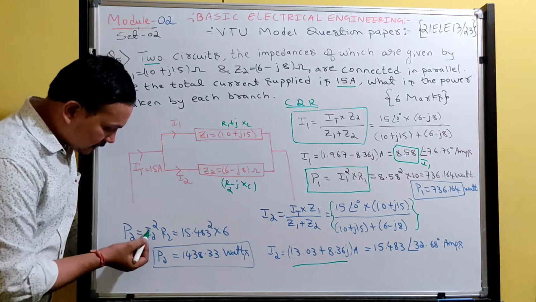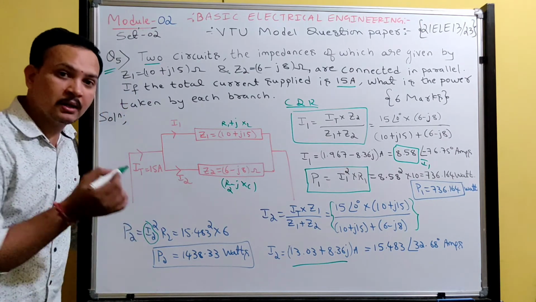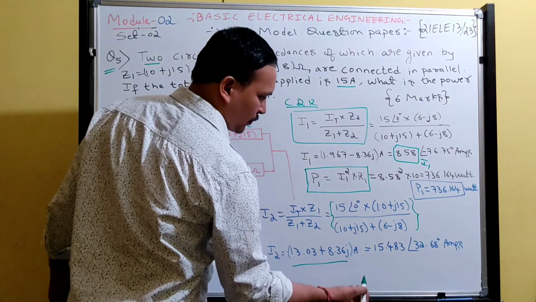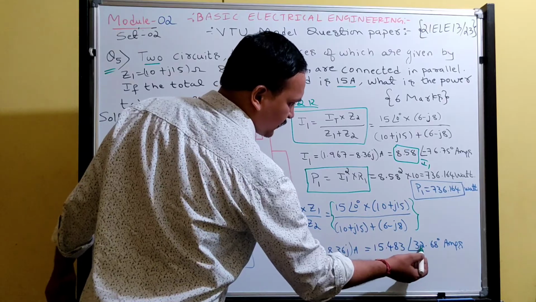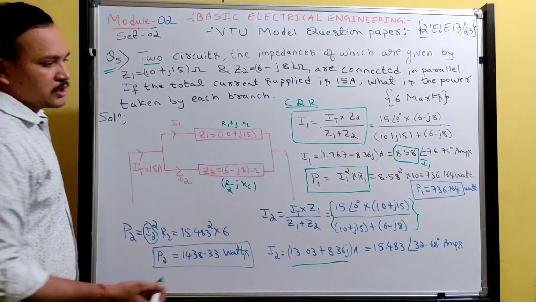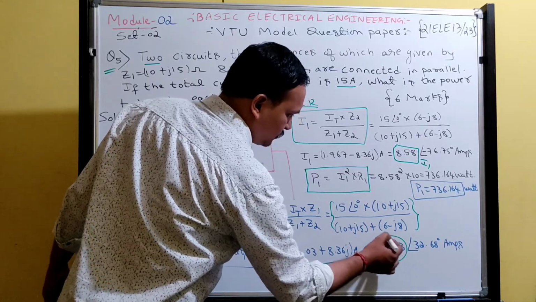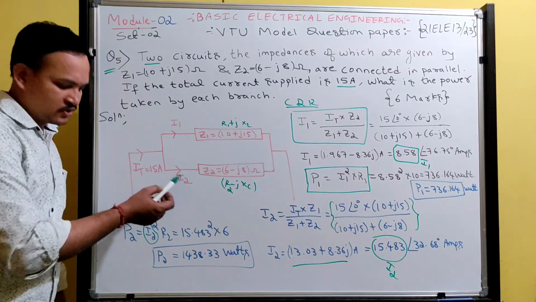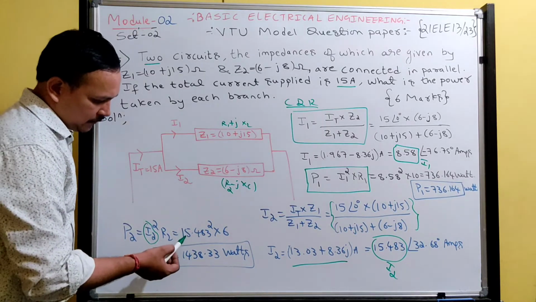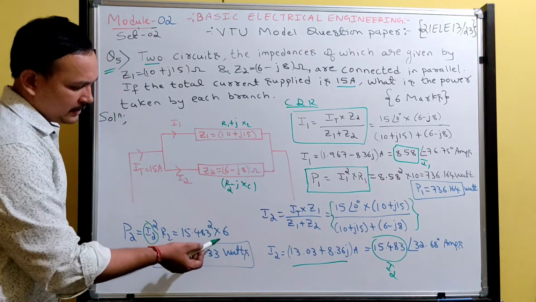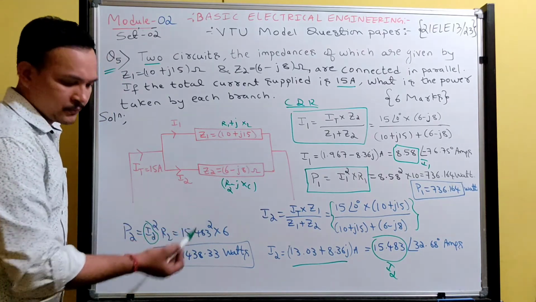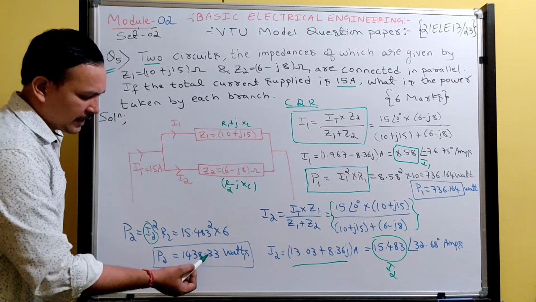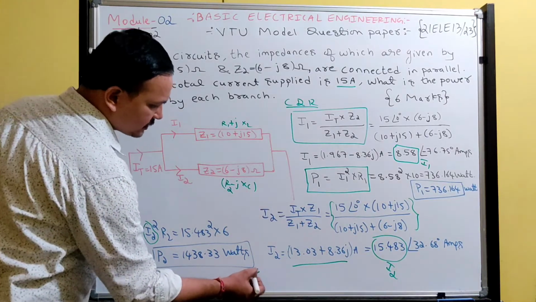I need the current I2 in polar form, because the I2 magnitude is the RMS value. So by converting into polar we get 15.483 at an angle of 32.68 degrees. So this much current. Now this value you should consider for I2. So power in the second branch is I2 squared R2: 15.483 squared into 6 ohms. Why 6 ohms? The R2 value is 6 ohms. So the power consumed in this branch is 1438.33 watts. See, very simple.